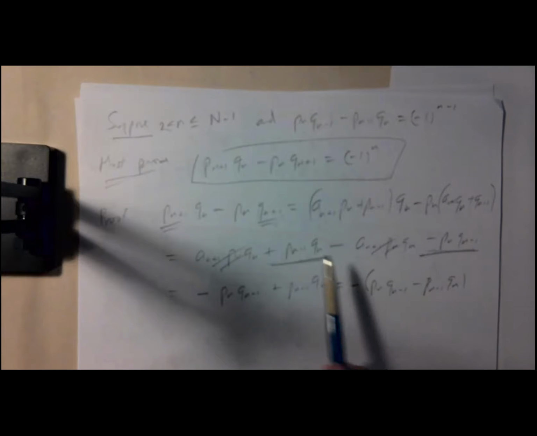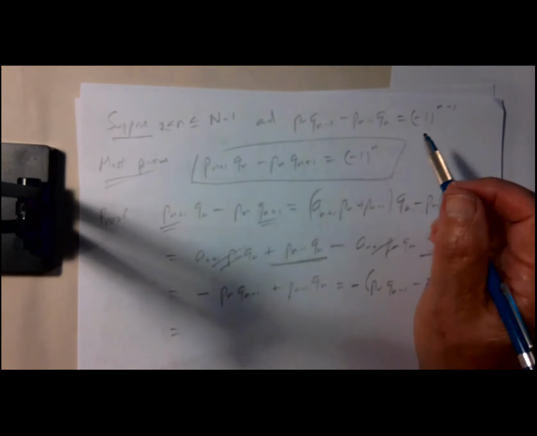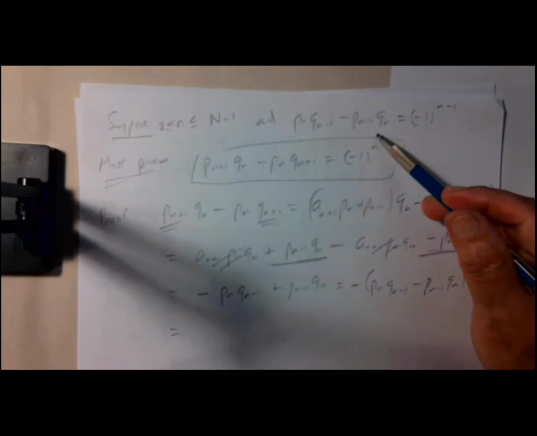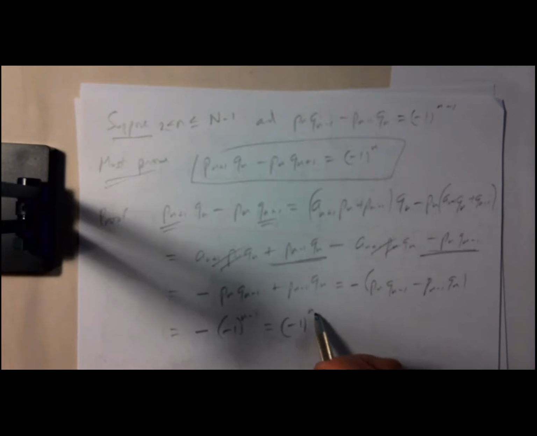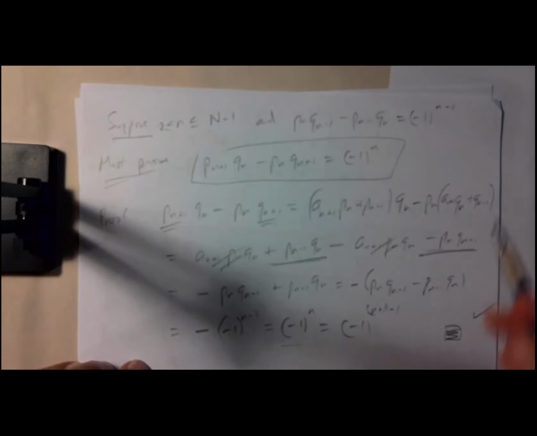But by the induction hypothesis, this is minus 1 to the n minus 1. So we get minus times minus 1 to the n minus 1, and that is minus 1 to the n. And everyone knows that n is n plus 1 minus 1. So we just proved the statement. So that's the inductive step. And we're done.